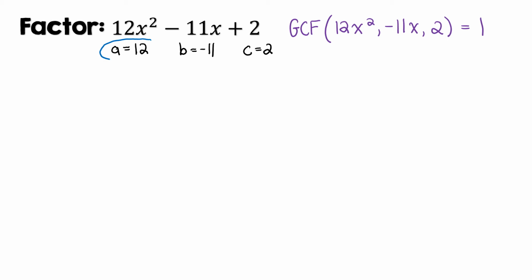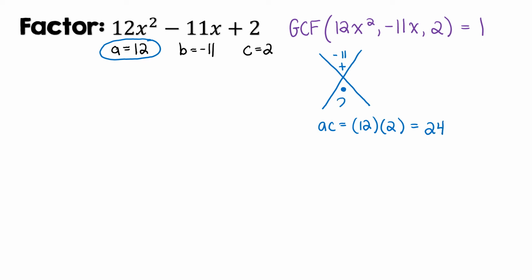Since a is equal to something other than 1, we'll need to use the AC method in order to find the coefficients we'll use to split our bx term. So we need to find numbers that add to negative 11 and multiply to AC. AC is equal to a, which is 12, times c, which is 2. So AC is equal to 24. And we need to find numbers that multiply to 24 and add to negative 11.